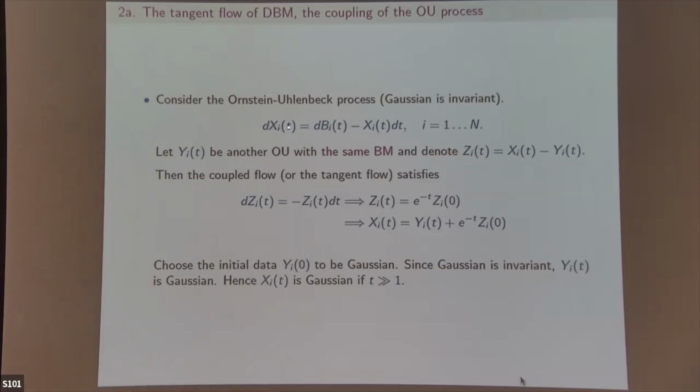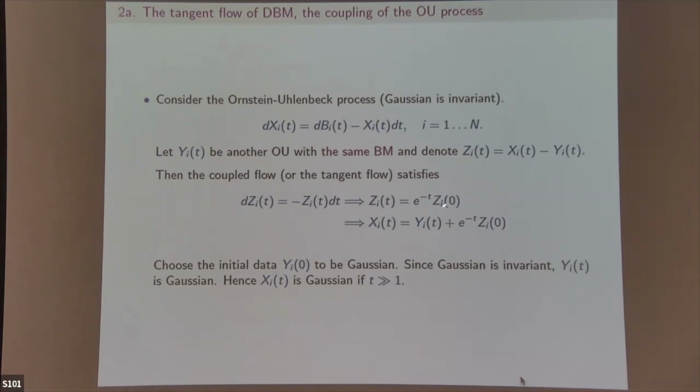Now if you take the Ornstein-Uhlenbeck process like this, and you take another copy, but you use the same Brownian motion, and you take z to be the difference. The difference satisfies an equation where the Brownian motion disappears: dz_i(t) is minus z_i(t), and this is of course trivial. It is just e to the minus t of z_i(0). And we know that for t much bigger than 1, the error term essentially disappears.